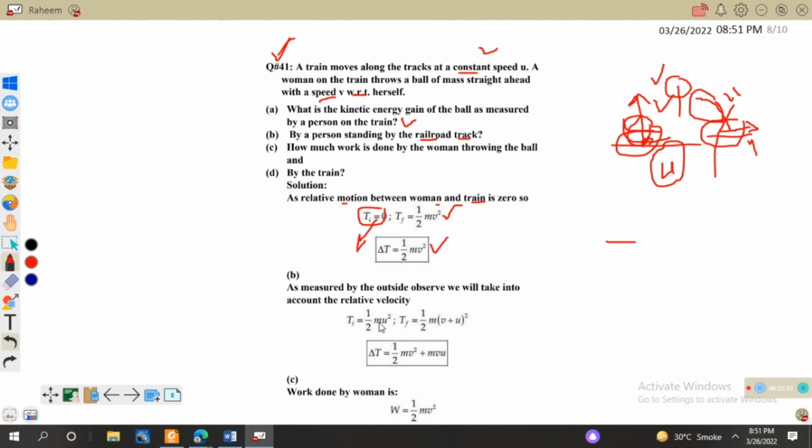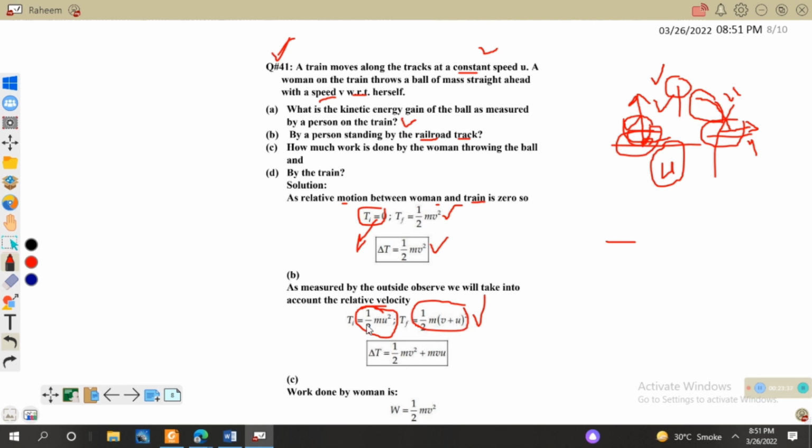So the initial velocity as measured by the outside observer, we will take into account the relative velocity. So in this case 1/2 mu square is the initial and the final velocity will be (v plus u) square, because for the outside observer this will be a contribution of these two, v and u. So we will write (v plus u) whole square, the relative velocity between these two, v minus u, because velocity in this case will be negative, so v plus u.